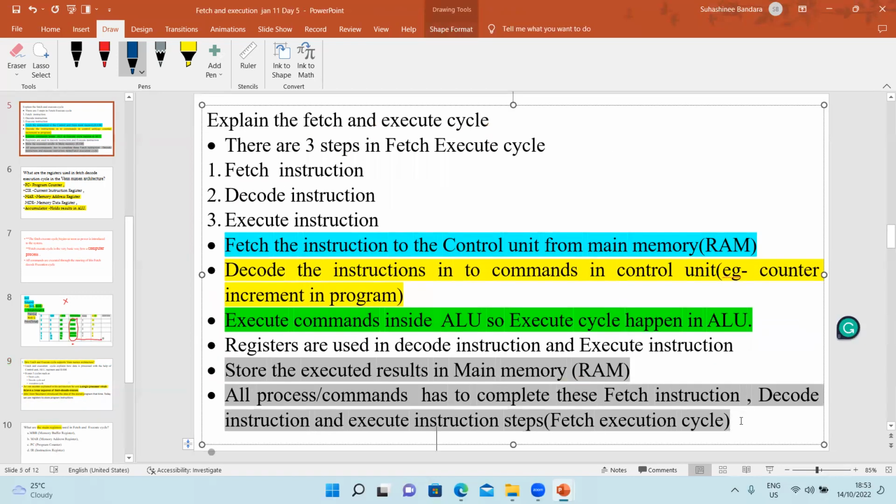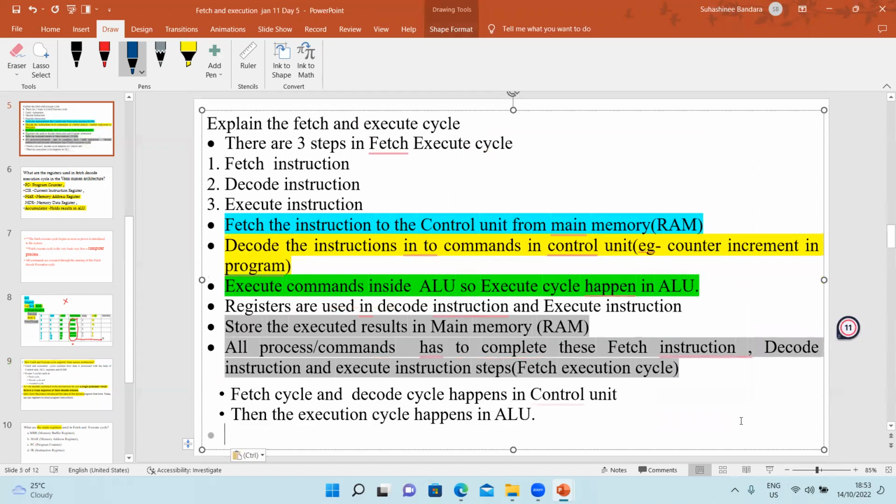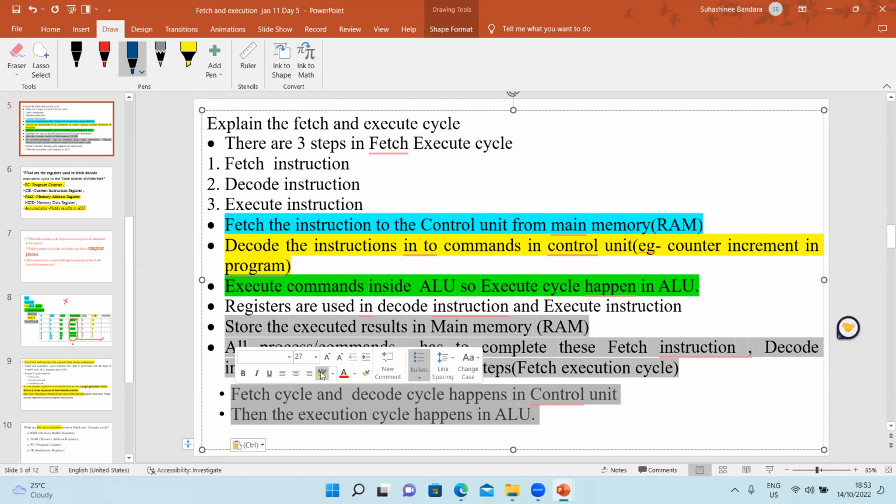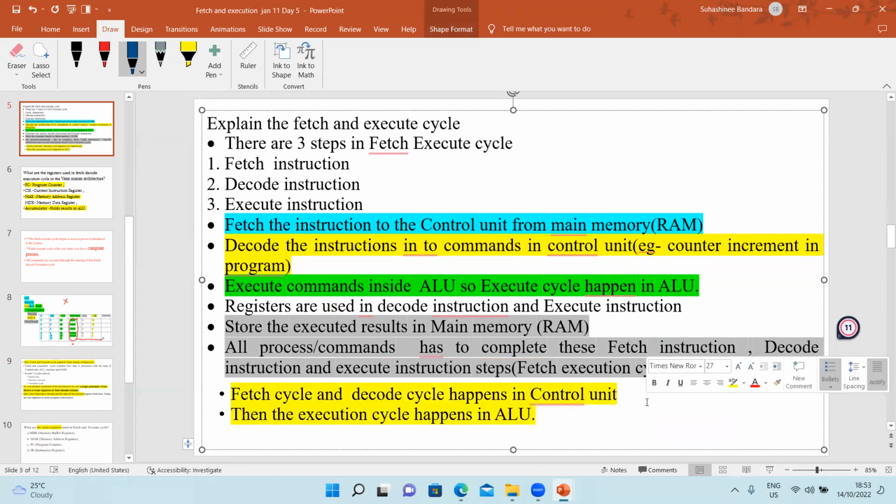After this, copy down these last 2 points. Fetch, execute, decode instructions. Fetch and decode cycles happen in the control unit. Then the execution cycle happens in the arithmetic and logic unit.